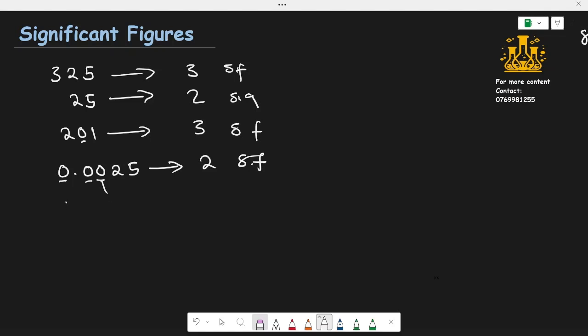But if it was a case like 1.001, we would say this has four significant figures, because these two zeros are not trailing zeros, or they are not starting from the beginning. Like in this case, we just have zeros. They are between two non-zero numbers, so we call them significant.